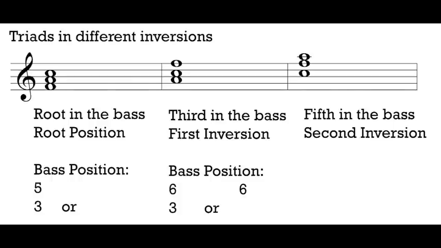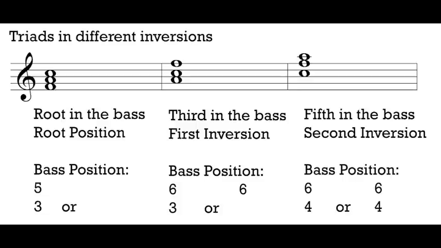For first inversion chords, we have different intervals above the bass note. If I look at my bass note here, it's an A, and I have an F, that's a sixth above the bass, and a C, that's a third above the bass. The full bass position symbol for a first inversion triad is 6-3. But again, lazy musicians don't want to write all these numbers, and so it's often abbreviated to just 6. Just 6 is what we're going to be writing most of the time when we are indicating a triad is in the first inversion.